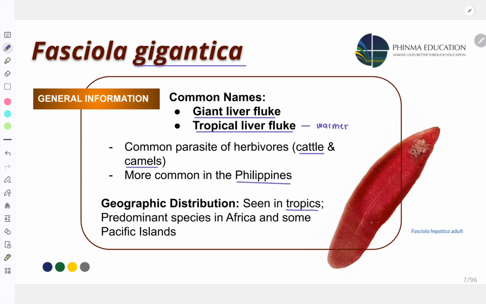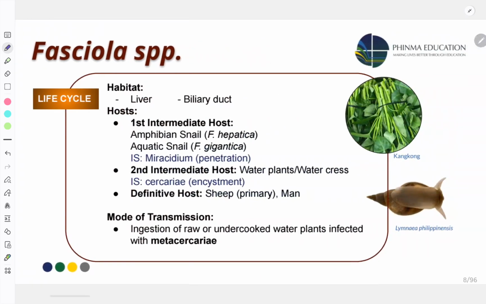So it is seen in the tropics, in Africa, and in the Pacific Islands. So your Fasciola species, their habitat is your liver and your biliary duct. So remember, di ba, gitawag silang liver flukes, it's because they live in your liver. So the first intermediate host, remember for all your trematodes, the first intermediate host will always be a snail.